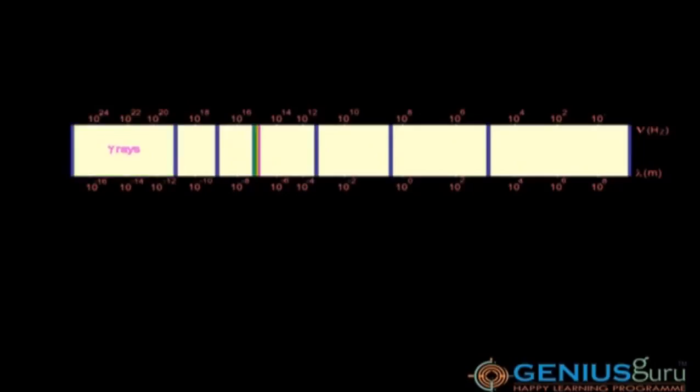Now let us go to another type of electromagnetic radiation, that is X-rays. These are present after the gamma rays. Look at this, these are gamma rays, these are X-rays. These have less frequency than the gamma rays, and higher wavelength than gamma rays. Like this, we have placed the different electromagnetic radiations starting from UV.